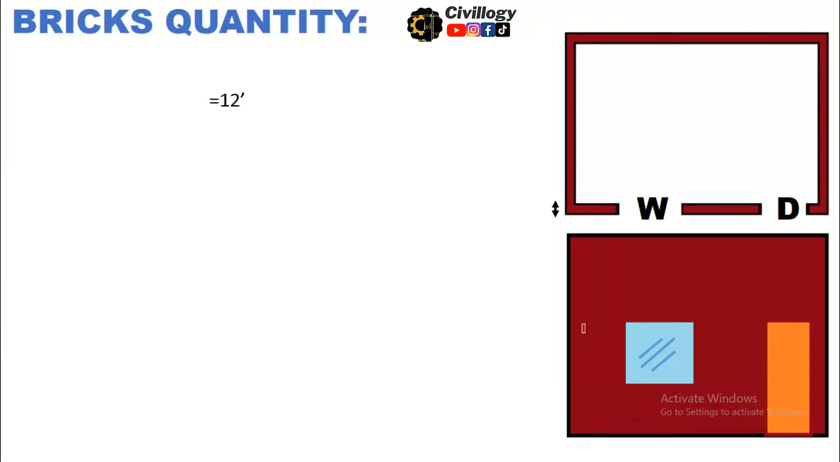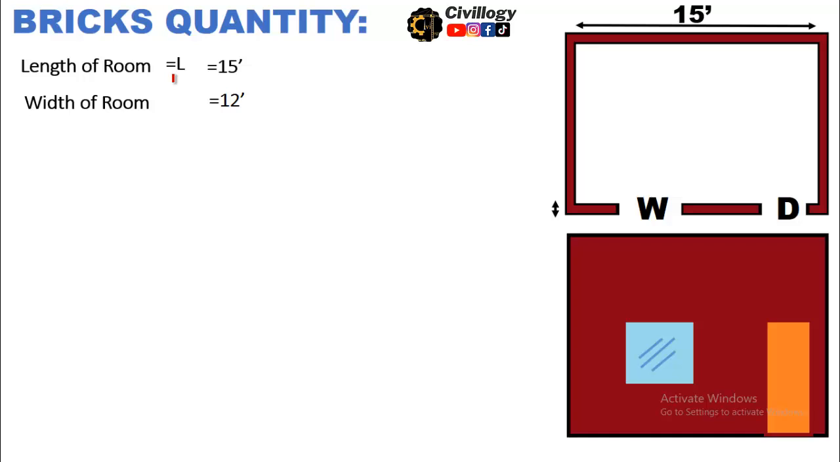First of all, let's have a drawing, because drawing is very important, and for calculation we must have a drawing. So over here we have a plan. This is the plan of a single room and this is the elevation of the single room, and the dimensions of the room are shown over here. Let's suppose the length of the room is 15 feet, and the width of the room is 12 feet. This is the width of the room.